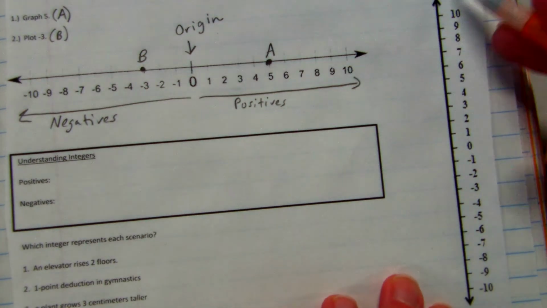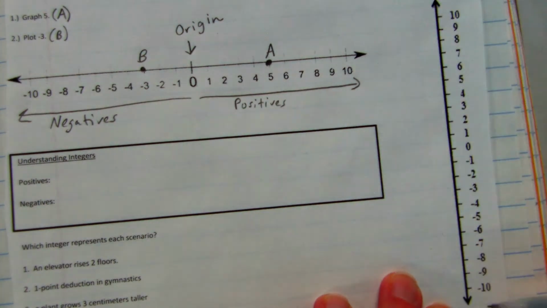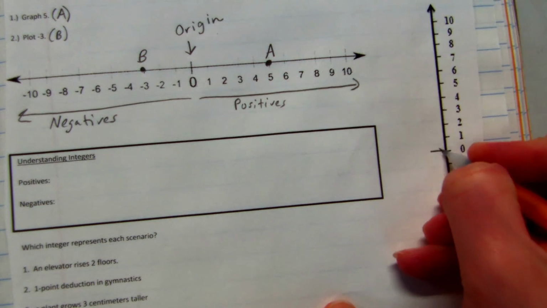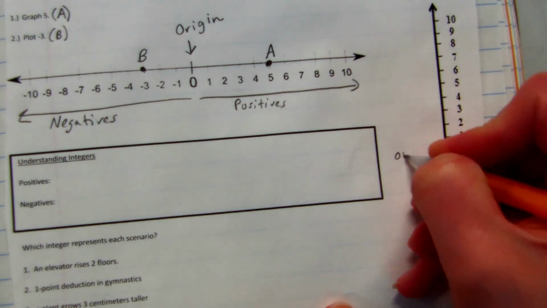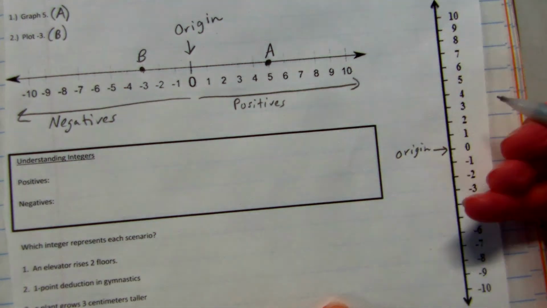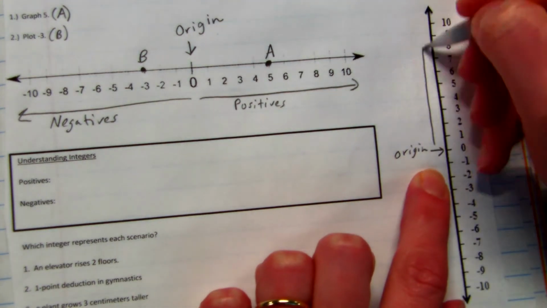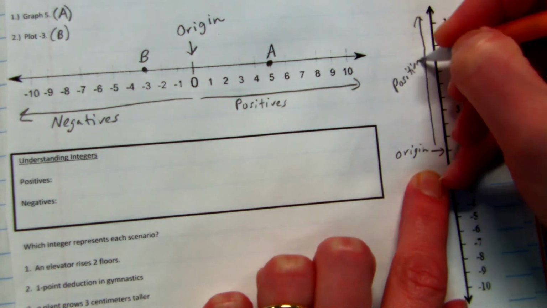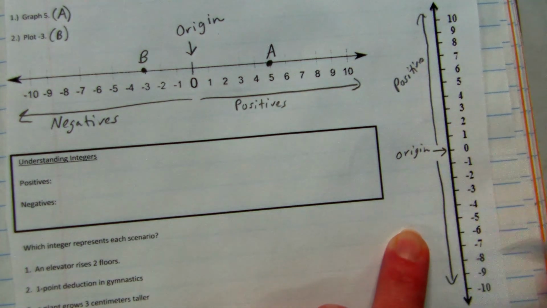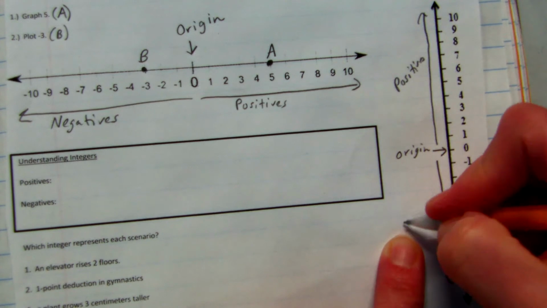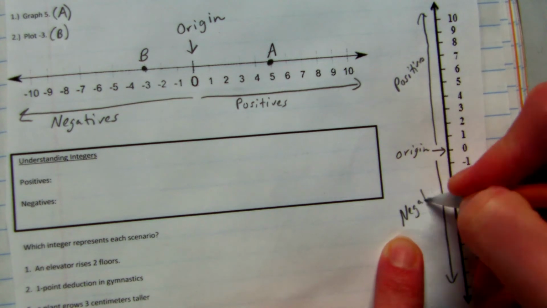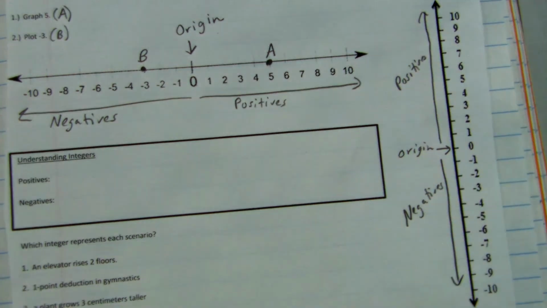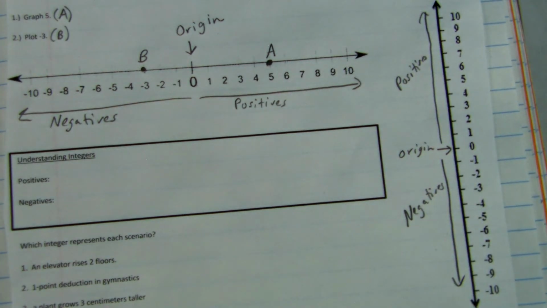And so when you have a vertical number line, your origin 0 is still in the middle, but your positives are always going to be up, and your negatives are always going to be down, just like they are on a thermometer. And you can't switch those either. That's just the way it is. We don't get to change it.